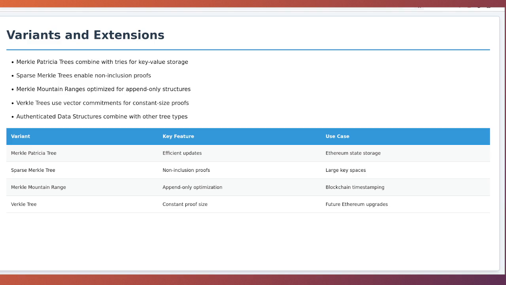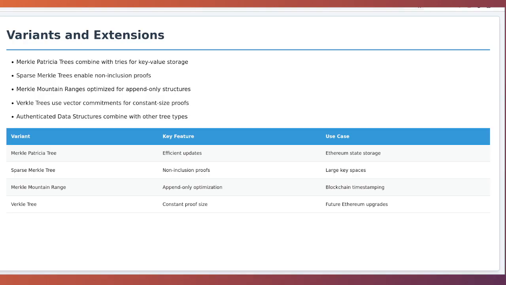Sparse Merkle trees are designed for very large key spaces where most potential keys are empty. Instead of only including present keys, a sparse Merkle tree has a position for every possible key, with empty positions having a default hash. This allows proving non-inclusion, that a key is definitely not in the tree, which standard Merkle trees cannot do efficiently. Merkle mountain ranges, used in some blockchain systems like Grin, are append-only structures optimized for adding new data without recomputing the entire tree.